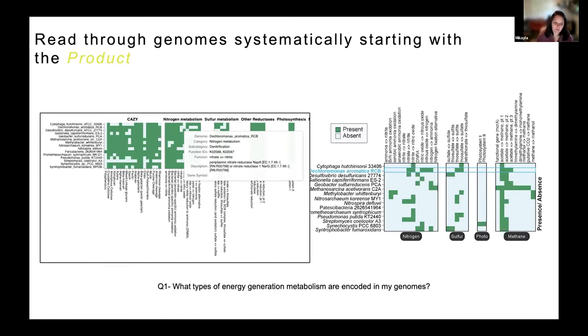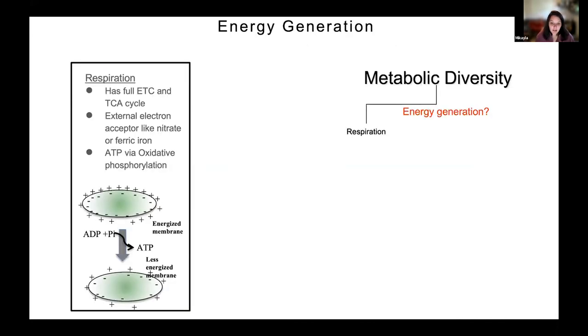Okay, so when first working through a genome or sets of genomes, we're interested in how these organisms in a given environment are making a living. In other words, how are these organisms generating energy? We can use the DRAM product to start to answer this question. So what type of energy generation metabolisms are encoded in my genomes would be my first question if I got a set of genomes. The first key way for microbes to make energy is through respiration. And we can all see this in the DRAM product output.